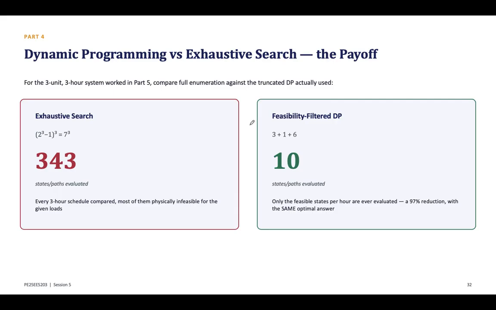So this is beautiful. Dynamic programming versus exhaustive search. See, the numerical comparison here demonstrates why structured search is valuable. With 3 units, there are 7 non-empty commitment combinations in 1 hour.